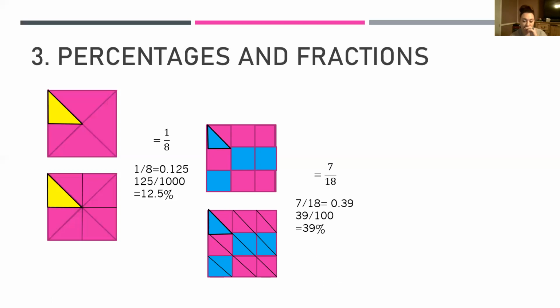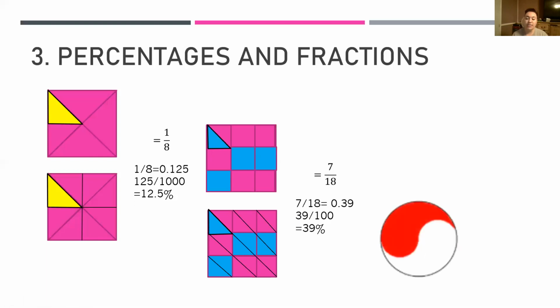So 7 divided by 18 is 0.39, and then you count your decimal places. There's 1 and 2 decimal places. So it's 39 divided by 100, and that gives you 39%. All right, on to our next one.